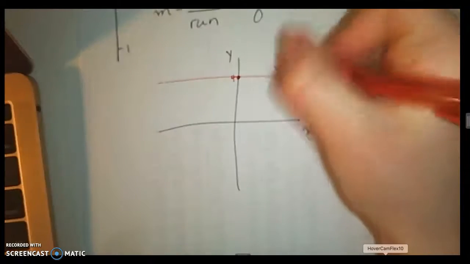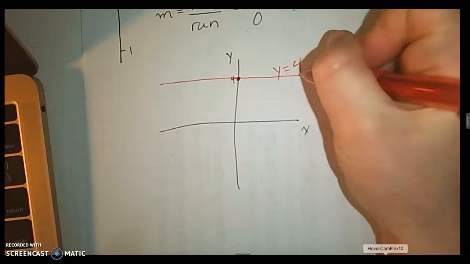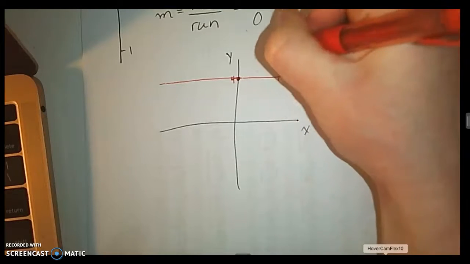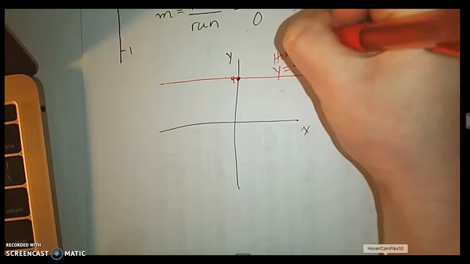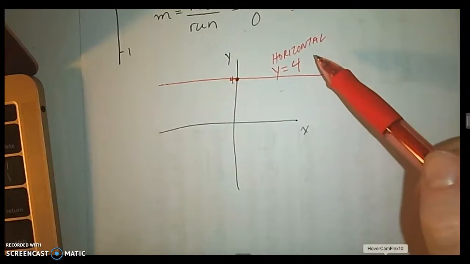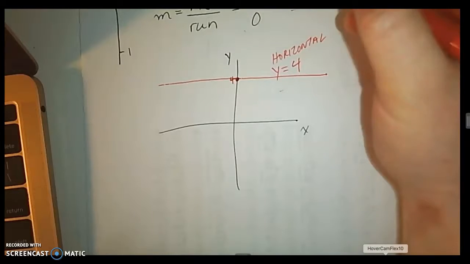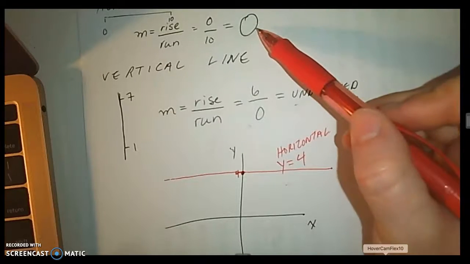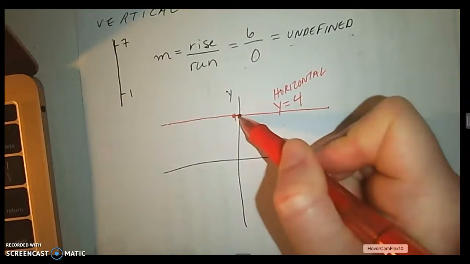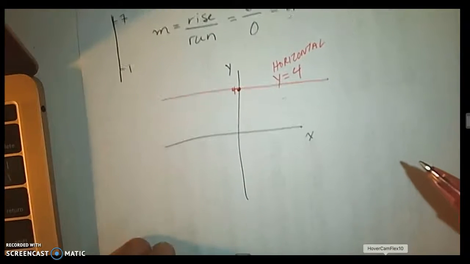Okay, so when you see an equation that looks like this, y equals some number, that's always the equation of a horizontal line. Okay, and then if you're asked to do some analysis of that, the slope of a horizontal line we set up here is always 0, and then the y-intercept is just whatever number it equals. So in this case, it would be 4.